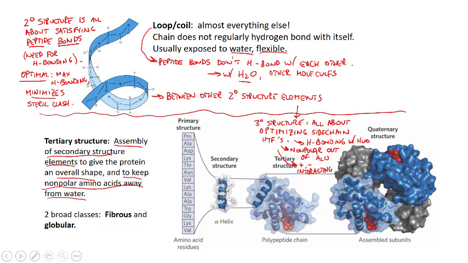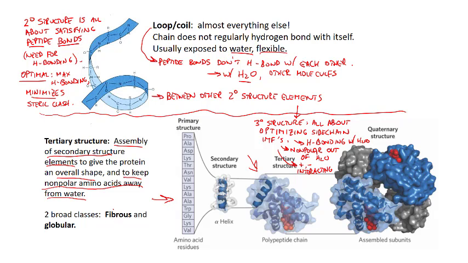So this diagram illustrates the distinction between primary, secondary, tertiary, and quaternary structure. Primary structure is your sequence. Secondary structure is how that sequence folds up so that the peptide bonds will hydrogen bond. Tertiary structure is how the different secondary structures pile up to give you a three-dimensional shape. Quaternary structure is very similar, but we're going to talk about that last.